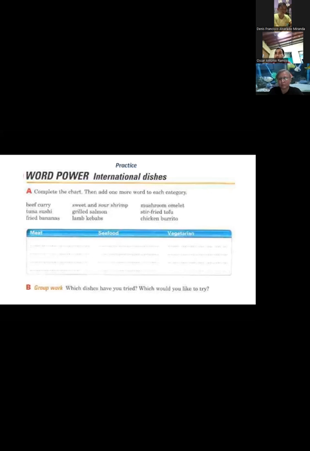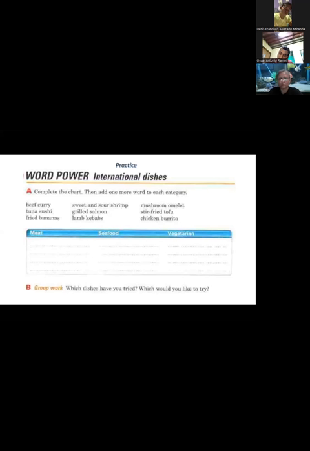And meat. In meat is beef curry, lamb kebabs, and chicken burrito. Oh, nice. The chicken burrito. I love the burritos. Yeah, they are delicious. Okay, so those are related to meat. What about seafood, guys? What do you have for seafood? Tuna sushi. Sweet and salt chili. Grilled salmon. Ah, grilled salmon. Yes, the salmon is delicious.